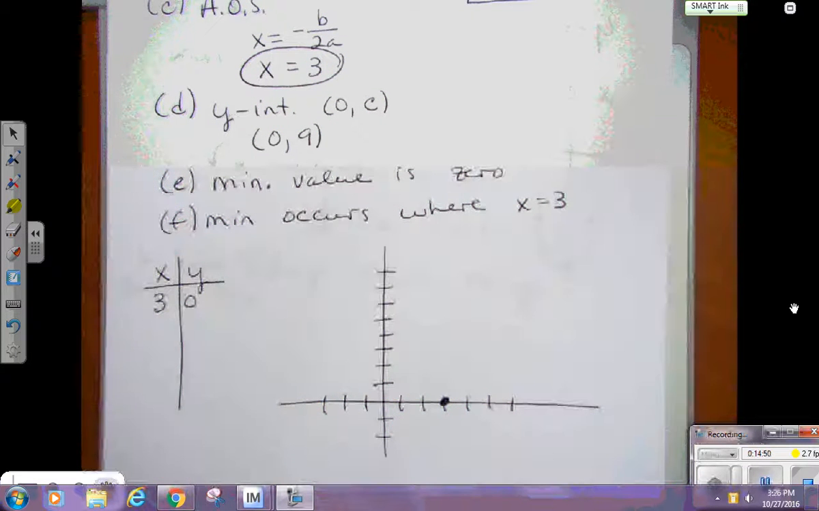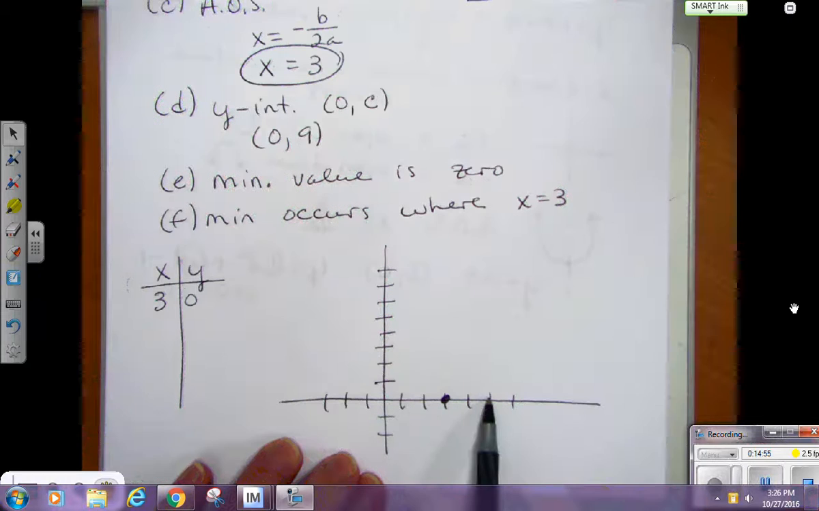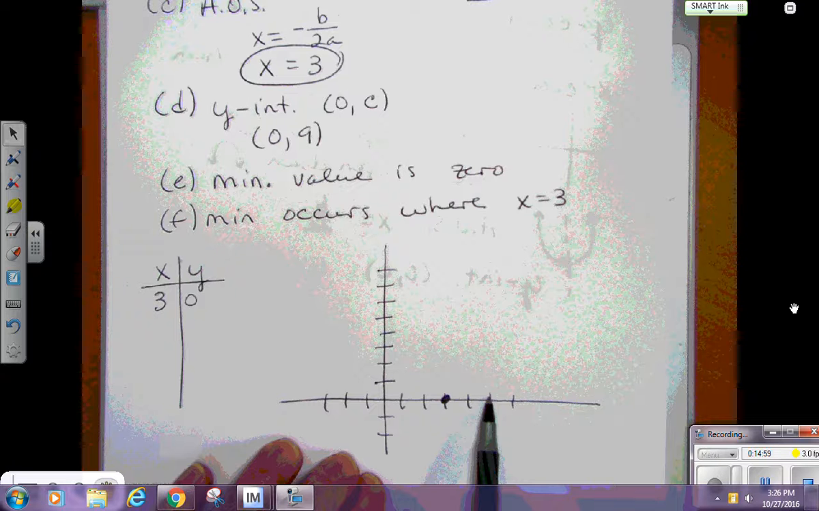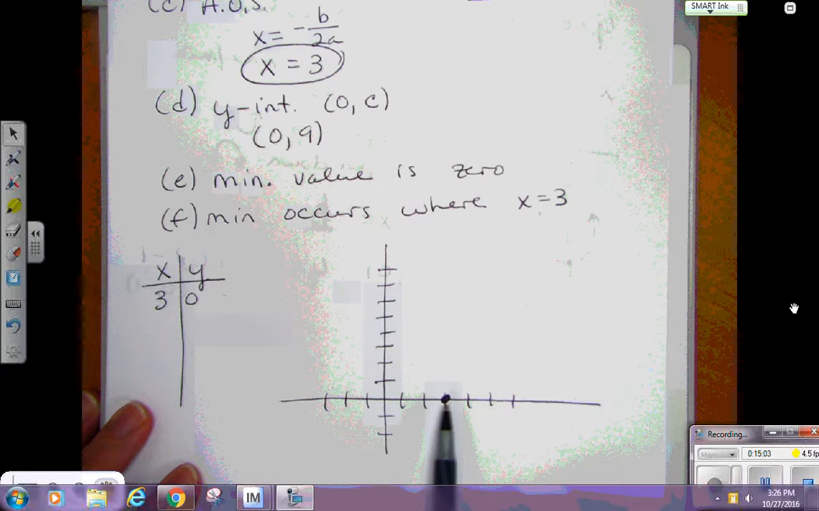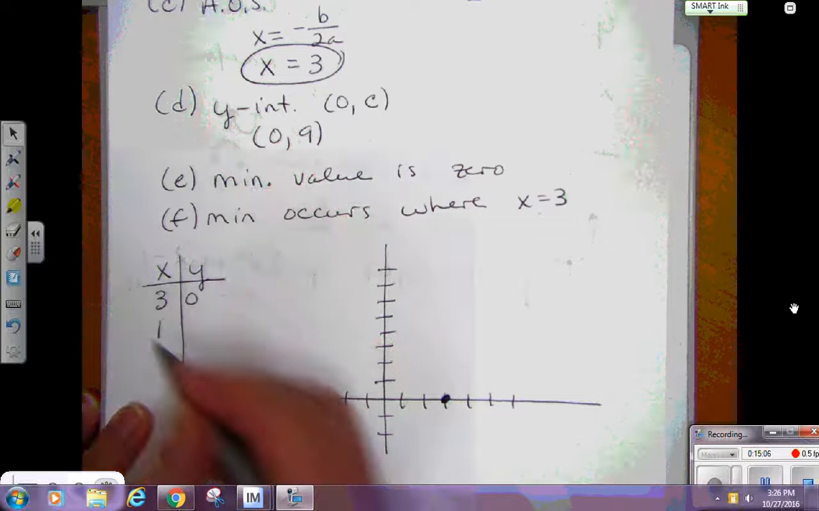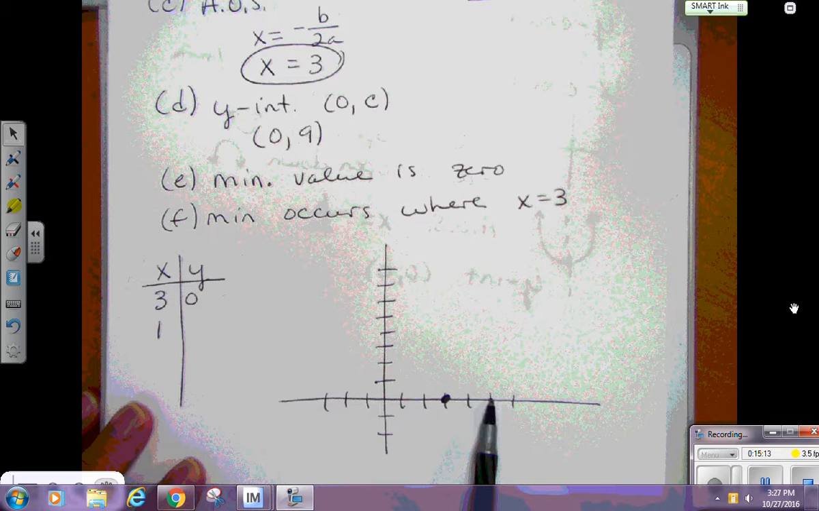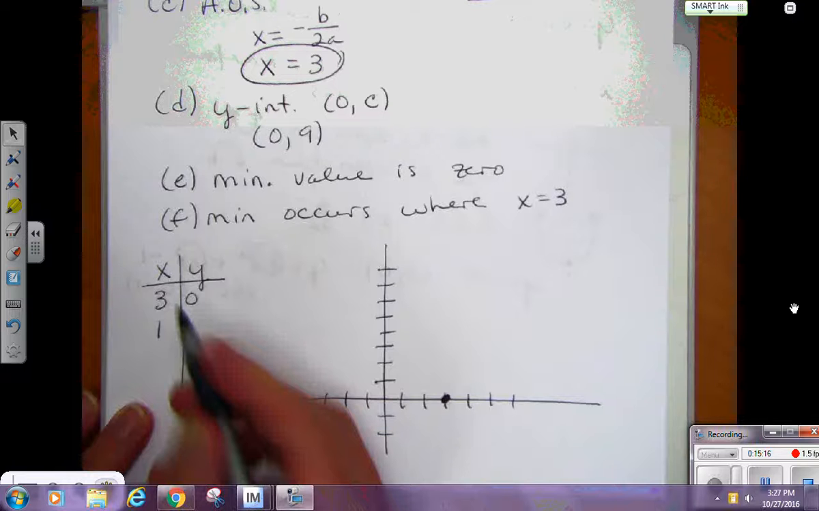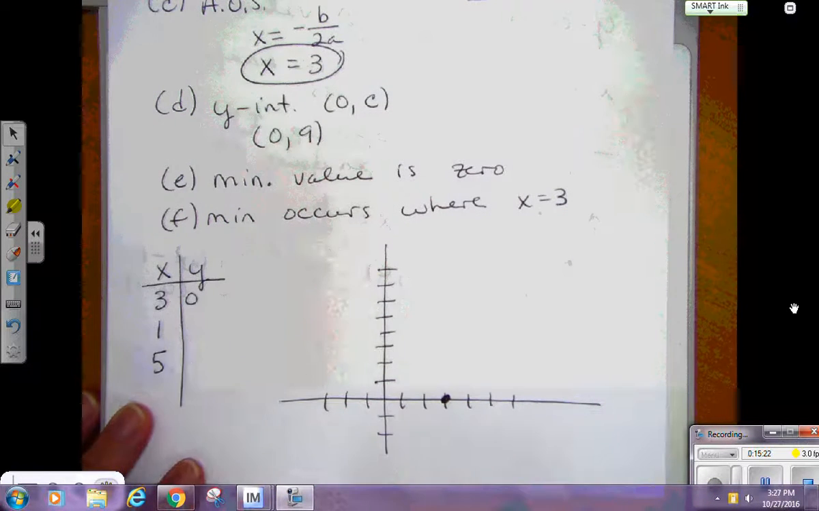To get my other 2 points, I'm going to pick an x value on either side of the vertex, plug it into the equation, and get my y value. For example, I could use 1. That's 2 units to the left of the vertex. So if I choose 1, 2 units to the left of the vertex, I want to choose a point 2 units to the right of the vertex, and that would make that 5. So 5 and 1 are my two x values I'm going to use. So let's plug those in and get the y values.